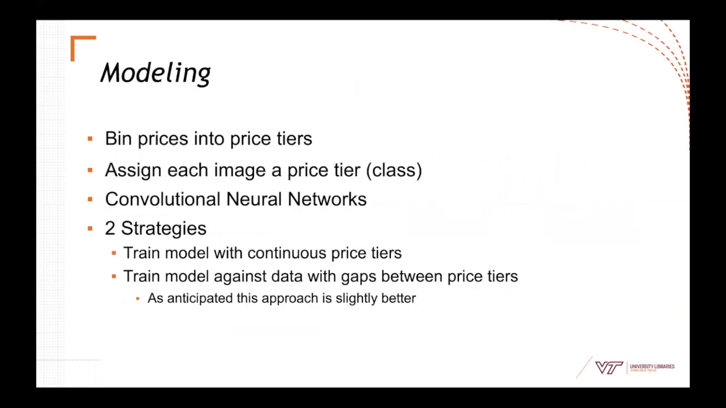For modeling, we decided to make this a classification problem by binning the prices into price tiers and then assigning each image to a price tier. After some research, we found that CNNs were the industry standard for image classification, and we decided to implement a CNN using the Keras library in Python. We found two different strategies that we could use for modeling. One where we train the model using continuous price tiers, so $5 to $10, and then immediately after $10 to $20. And then another one where there are price gaps in between the tiers, so $5 to $10, then $20 to $30.